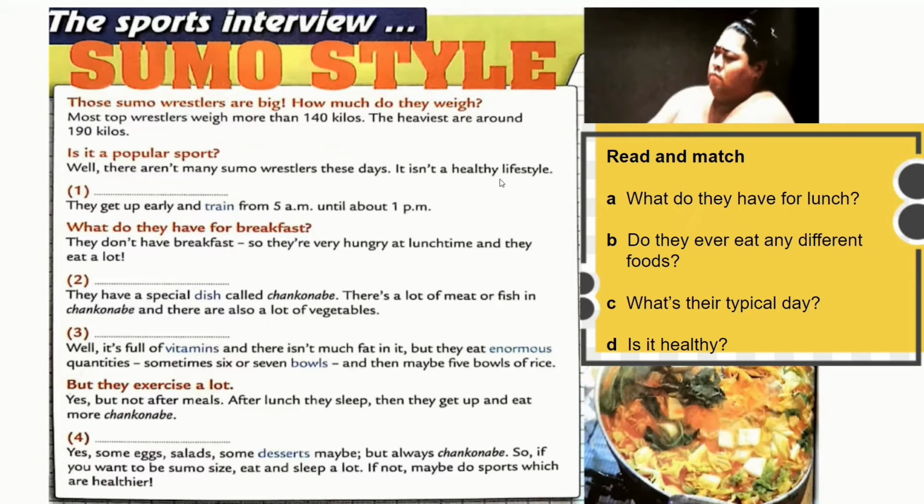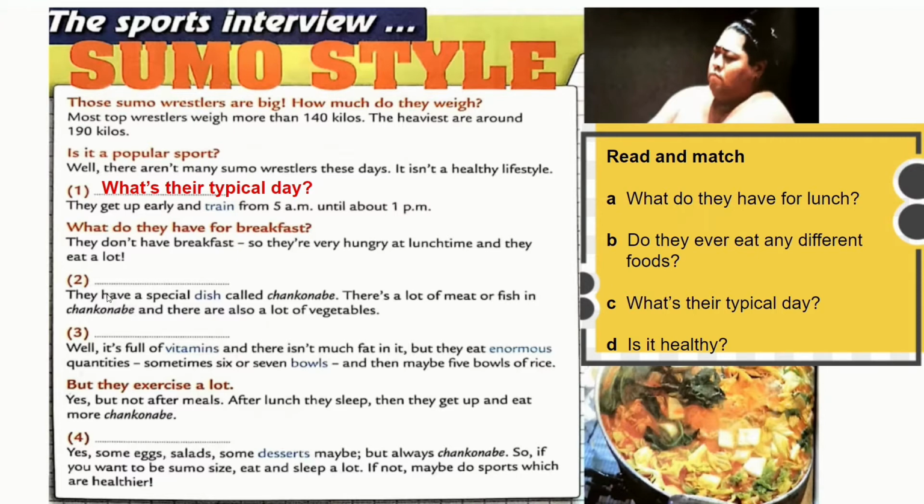Let us look more. Okay, number 1. What is the answer for number 1? It asks about what's their typical day. They want to know more about their typical day. And then the answer is they get up early and train from 5 a.m. until about 1 p.m. That's pretty long hours. Okay, then what do they have for breakfast? They don't have breakfast, so they are very hungry at lunchtime and they eat a lot.